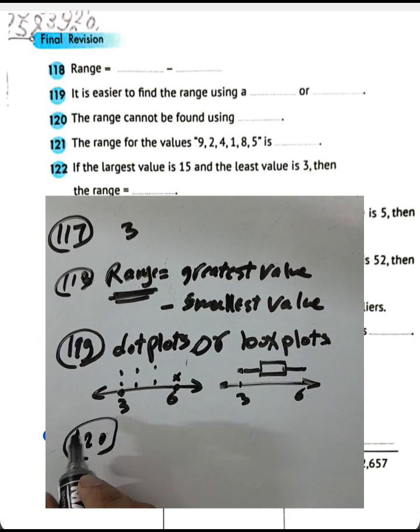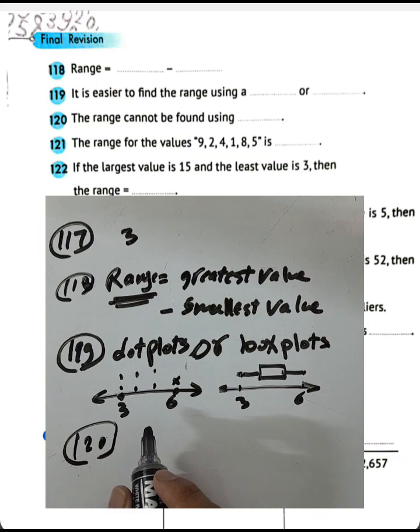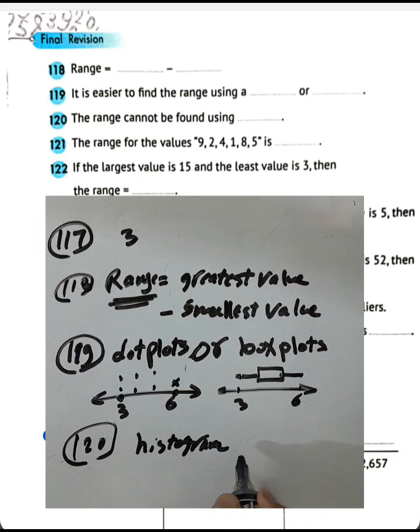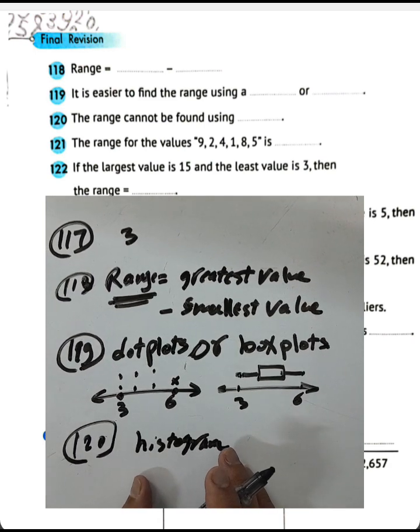Question 120. The range can't be found using a histogram, because in a histogram we use intervals. We can't find the range. The range can't be found using a histogram.